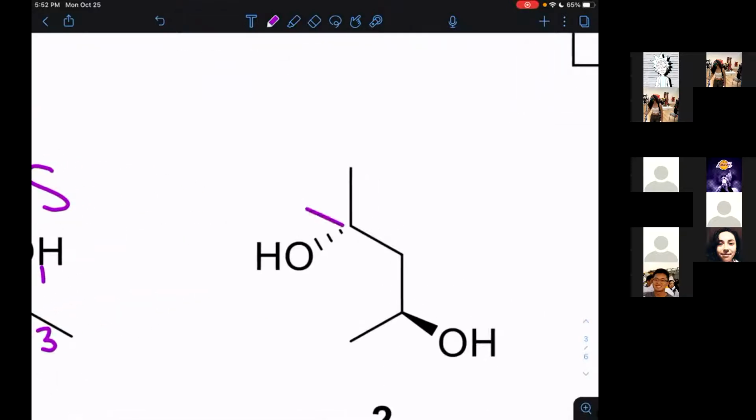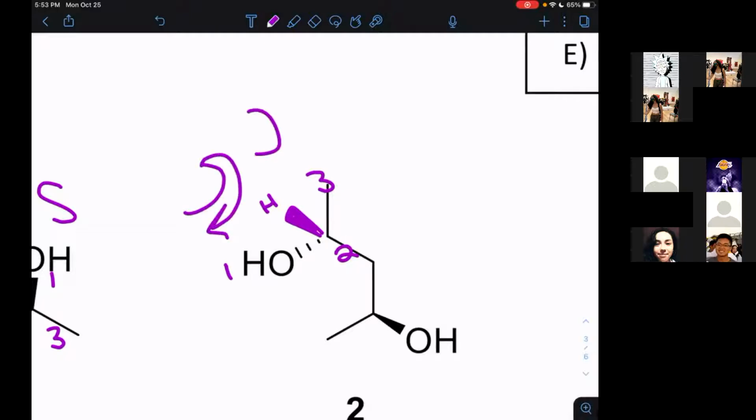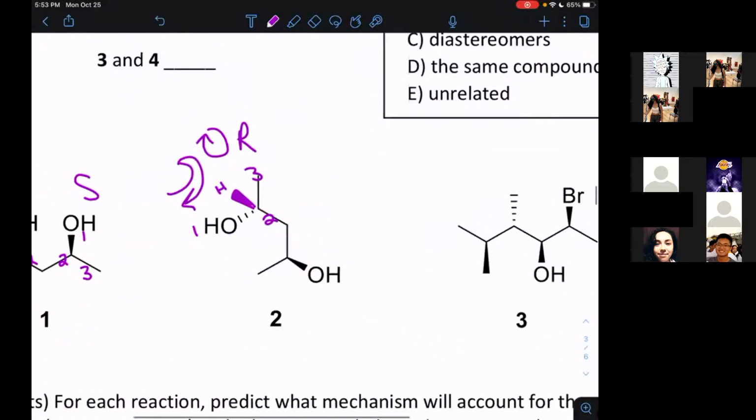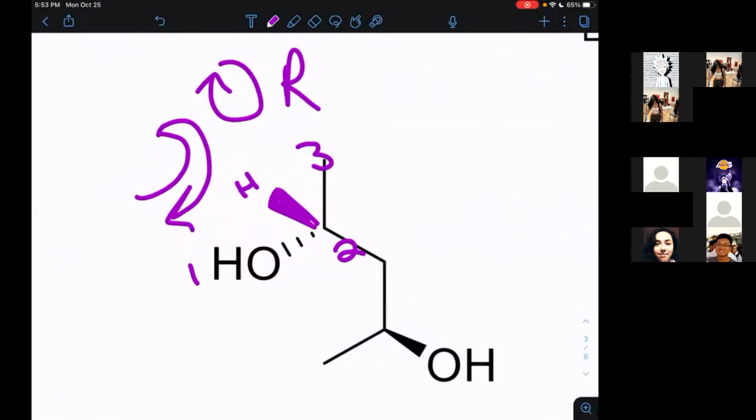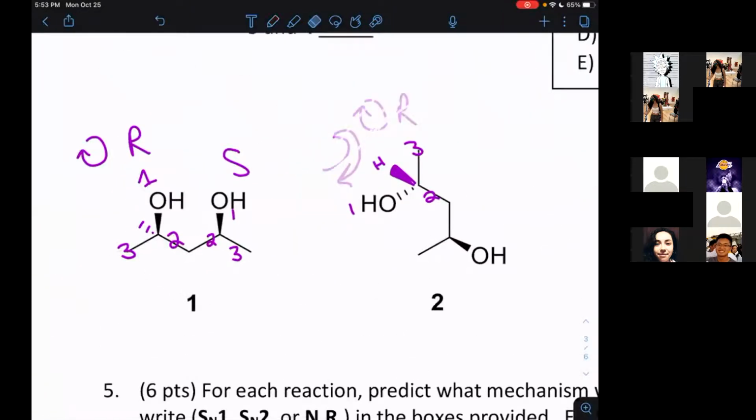This one is going to be 1, 2, 3, 4. So you go this way, but then you reverse the direction. So this way is clockwise, so it's R. I don't think, and then, yes, these compounds are chiral. Why not? Wait, I think yes. Wait, I think there's an internal plane of symmetry. That's what I was thinking. True.